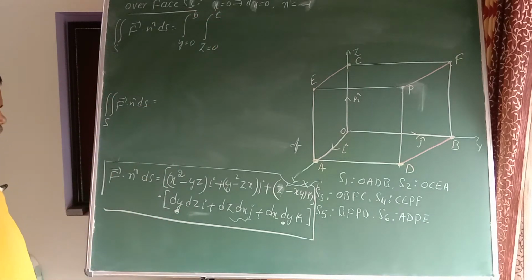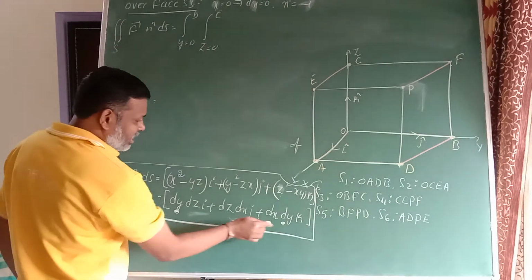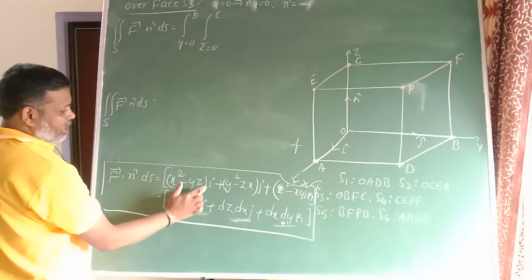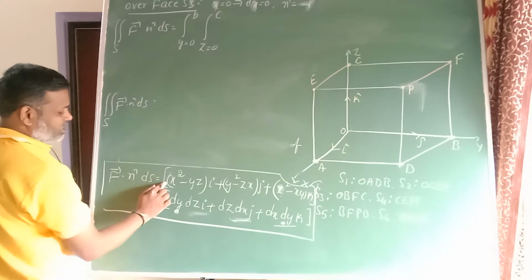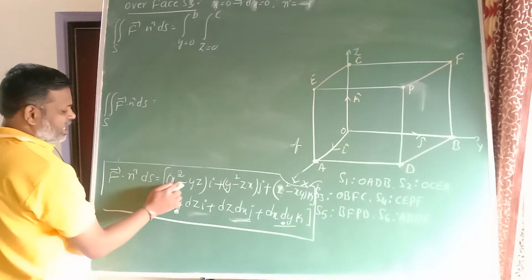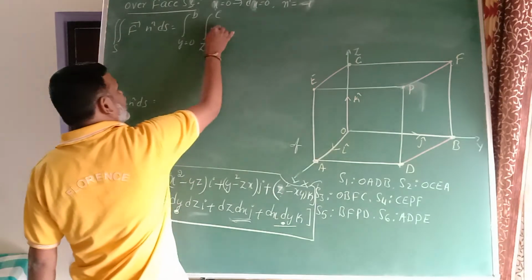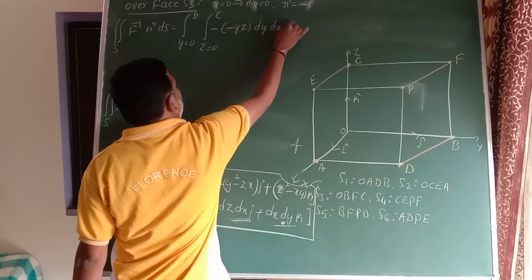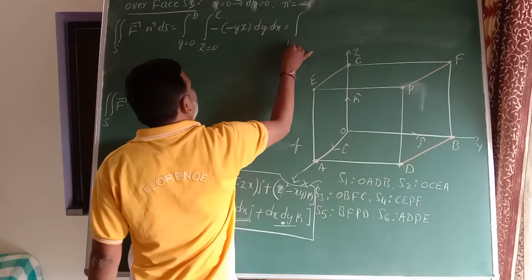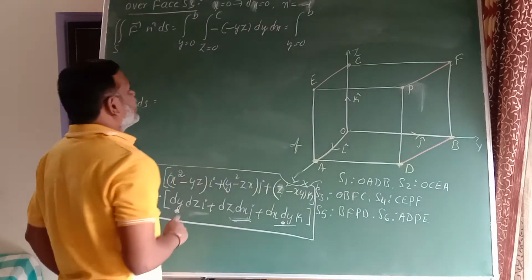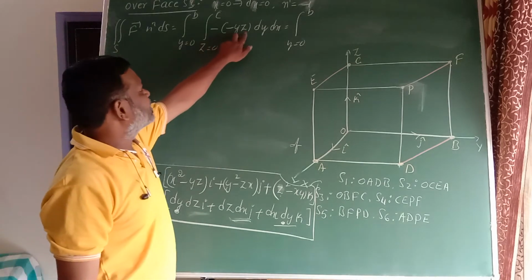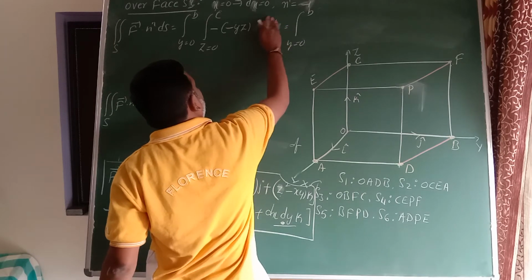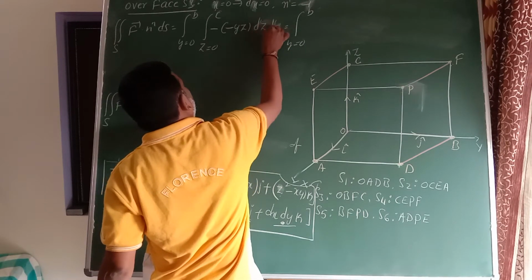Since dx is equal to 0, here dx is there, here dx is there, these two get cancelled. Only this part remains, where i cap is minus i. The extra minus comes out, x is equal to 0. What happens here? Minus of minus yz into the remaining dy dz. So minus into minus is plus, y from 0 to b, yz, and this is dz, so I can write it as dz dy.